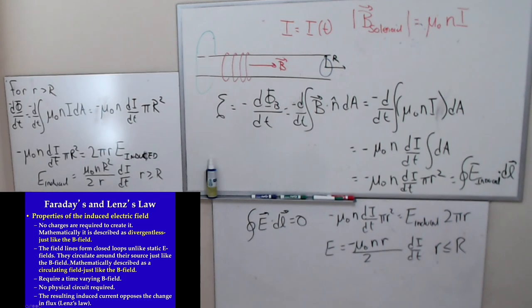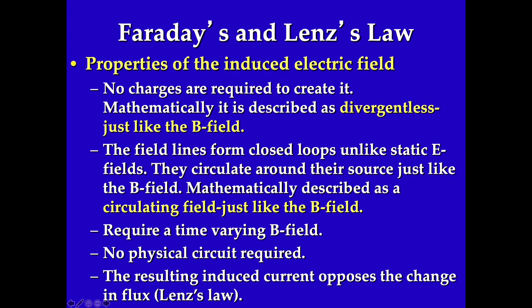So let me just say some of the things regarding the properties of this electric field. No charges are required to create it. It's mathematically described as divergenceless, just like the magnetic field. These field lines do form closed loops, unlike the static electric fields. These fields circulate just like the magnetic field. The induced electric field requires a time-varying magnetic field. No physical circuit is required for this to happen or to experience it.